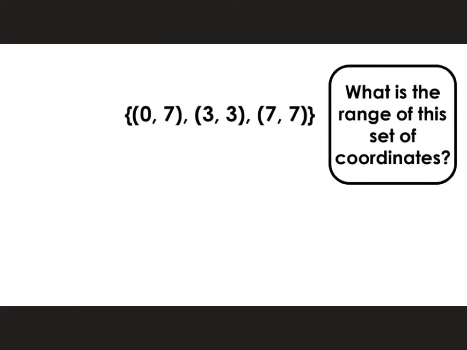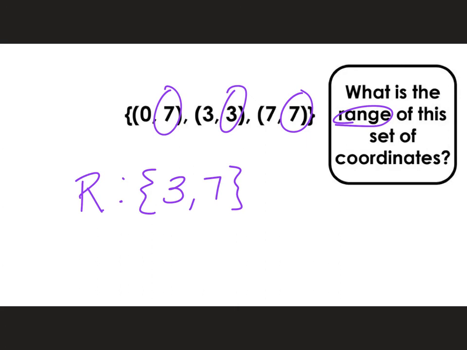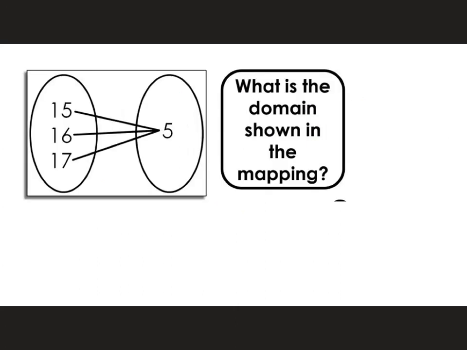Okay, moving along. Go ahead and write these ordered pairs down. All right, so that's a range of 3 and 7. Here's the next one. This one is a mapping, something fun, something different. I say fun, but y'all probably roll your eyes. So in this case, we're looking for domain.